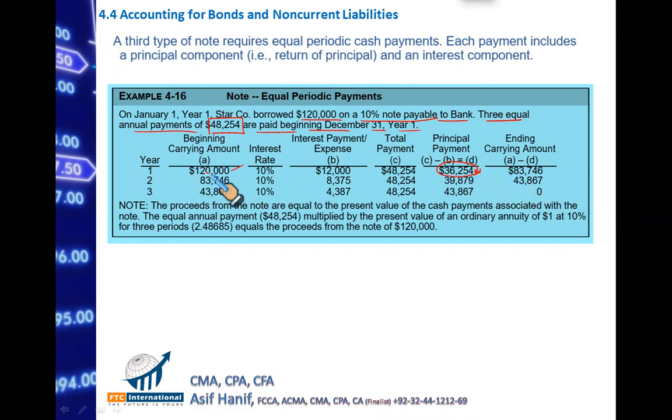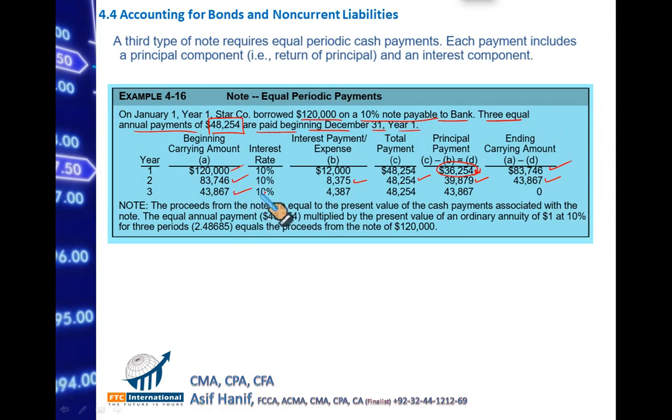What is the remaining principal? 120 less 36,254 is 83,746. This is the new principal at the start of year 2. Interest for year 2 is going to be 83,746 times 10%, 8,375. Since we have to make a constant payment of 48,254, out of this payment, this is the interest. Payment less interest, the remaining will be principal, 39,879. 83,746 opening principal less the principal paid will give you the closing principal, 43,867. This is now the new principal at the start of year 3.